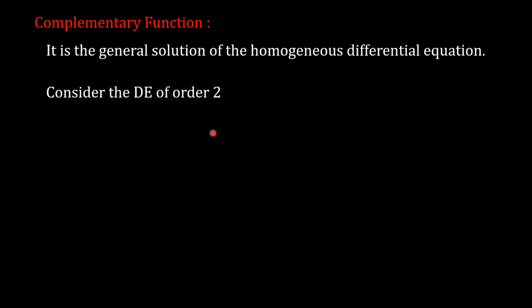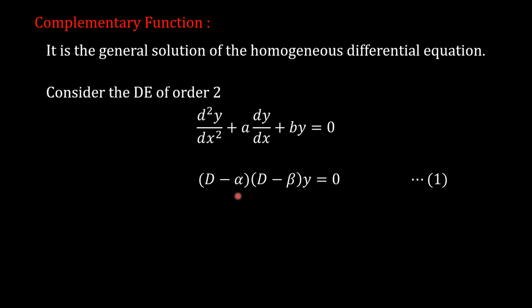Let us consider the differential equation of order 2, d square y upon dx square plus a into dy upon dx plus by is equal to 0. Now here phi of D is D square plus aD plus b in operator form, and therefore we can factorize it, and this differential equation takes the form (D minus alpha)(D minus beta) y equal to 0. We call this as 1.